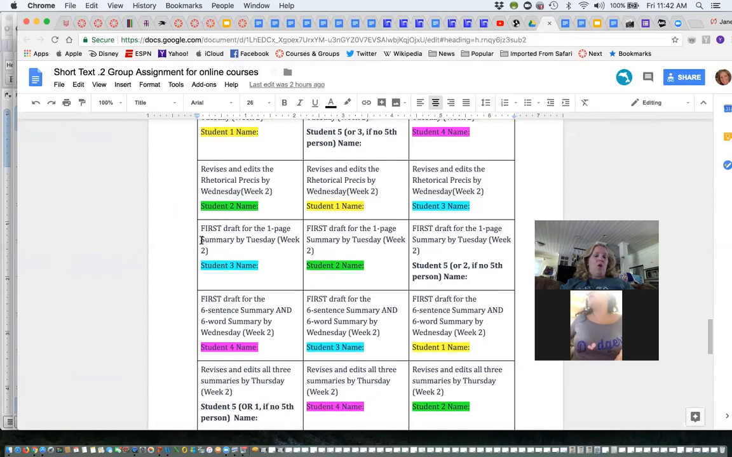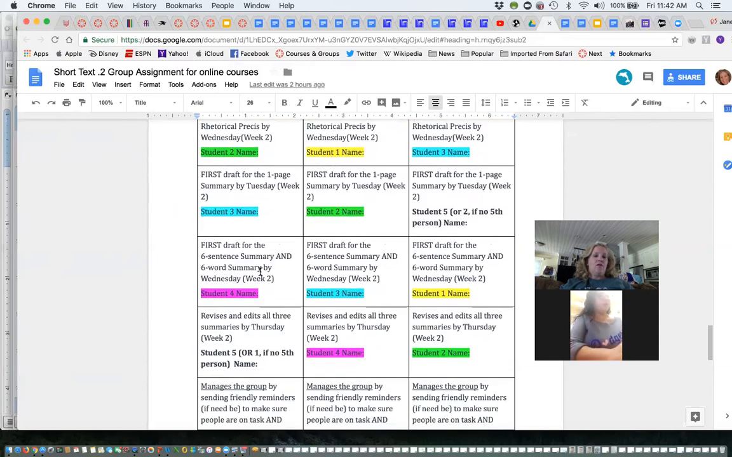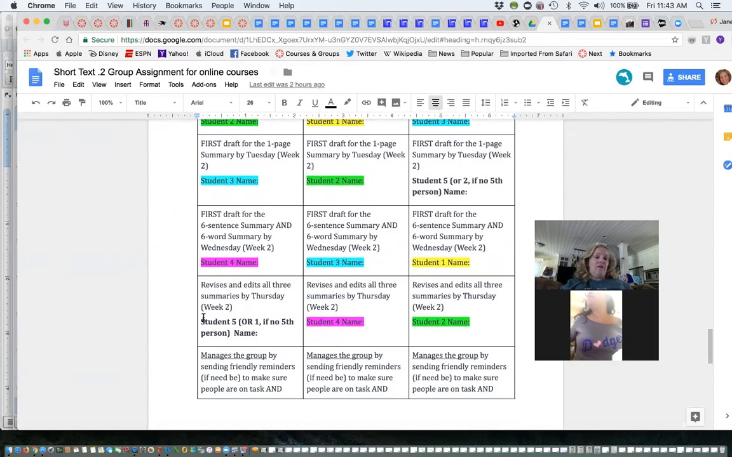There's going to be the 1-page summary. Student 3 is going to write that. And then there's going to be a first draft for the 6-sentence summary and the 6-word summary. For the summary, what I've done is I've provided an assignment for a full-page summary, a 6-sentence summary, and a 6-word summary. The reason for that is when you summarize, the length will determine the information that you're going to include. And so you're not going to include the full-page summary in your Google slide, which I'm going to show you in a minute, but you are going to create it to help you with the 6-sentence and the 6-word summary, okay? And then there's going to be a student that edits and revises all 3.